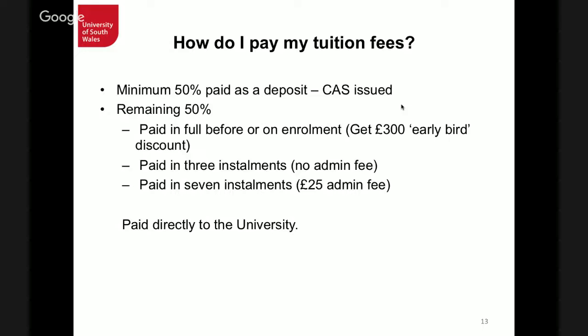Now, the remaining 50%, so the other £5,000, you can either pay in full before enrolment, or on enrolment, and you would get a £300 discount on your tuition fee, which means that you would pay £9,700 based on our example of a £10,000 fee. Or you could pay your balance in 3 instalments, there's no fee for doing that, or you can pay in 7 instalments, and there's a £25 admin fee per instalment.